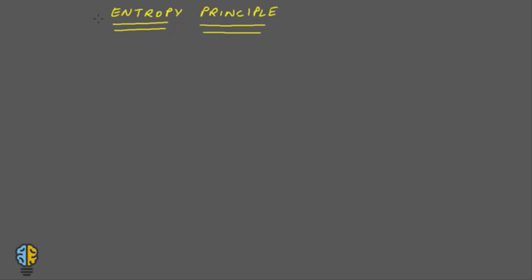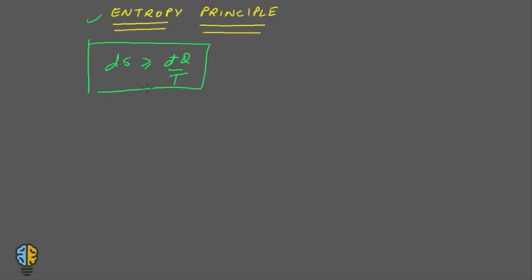Let us now talk about the entropy principle. Now, for any infinitesimal process that a system undergoes, we know that dS, that is the entropy change, is greater than or equal to dQ upon T. So this is a very famous inequation that we have come across in our previous videos.